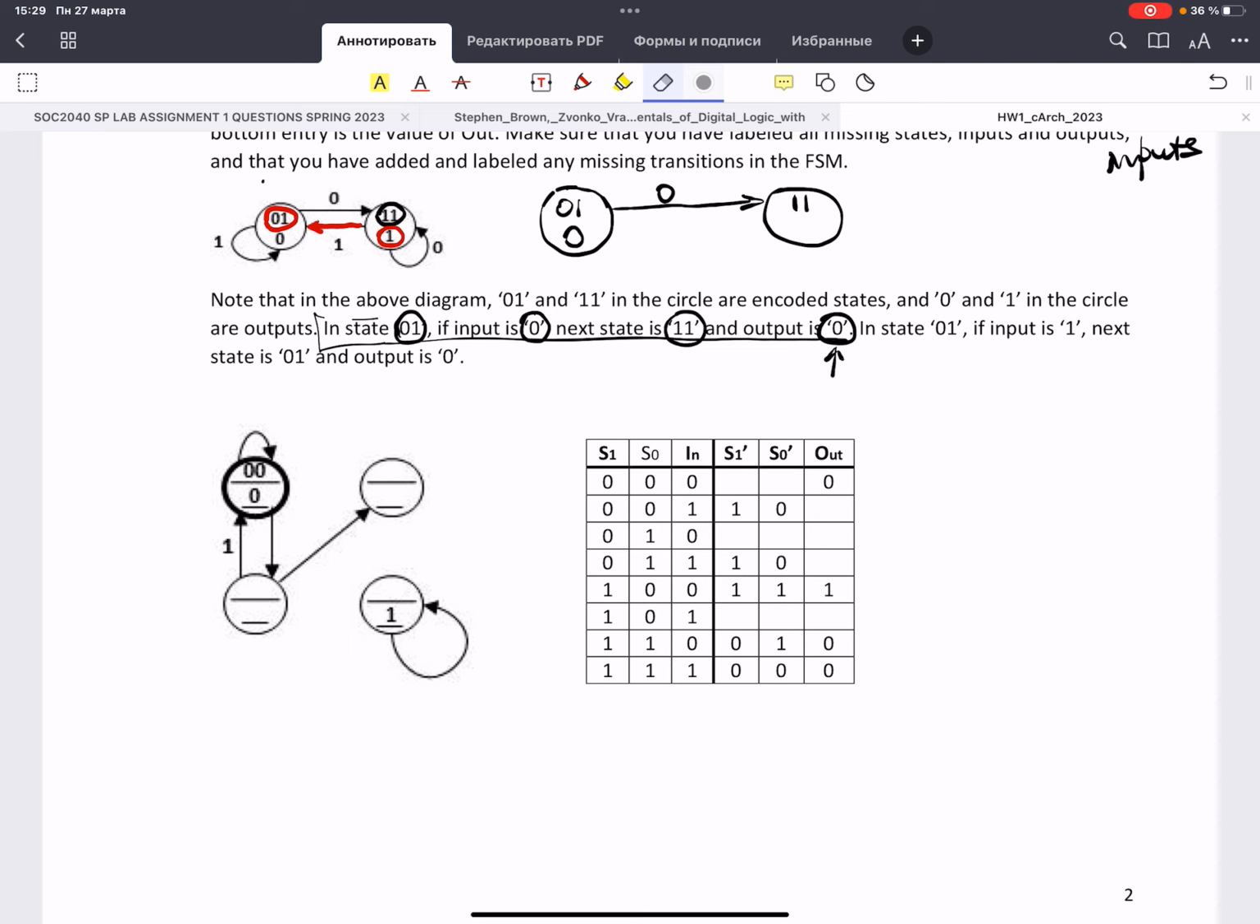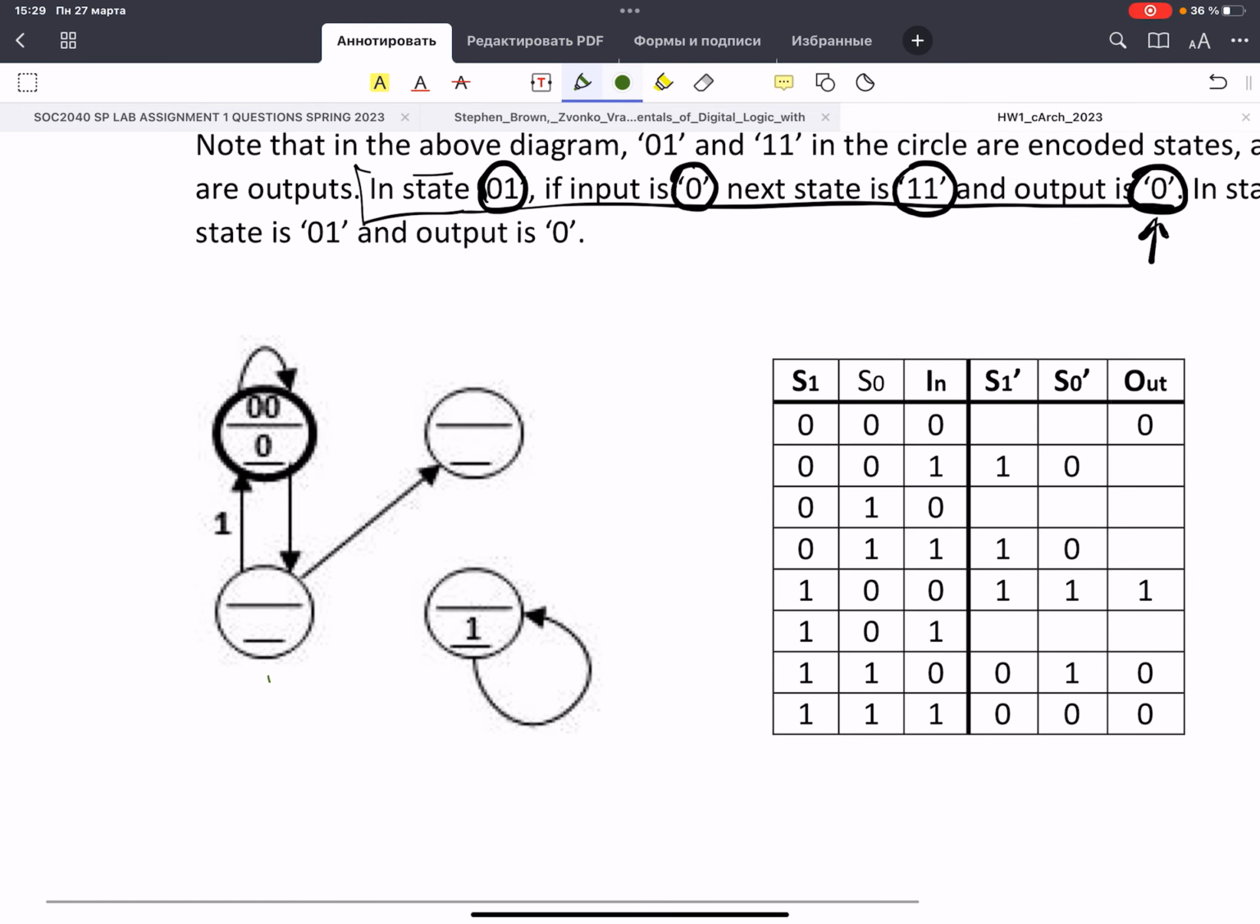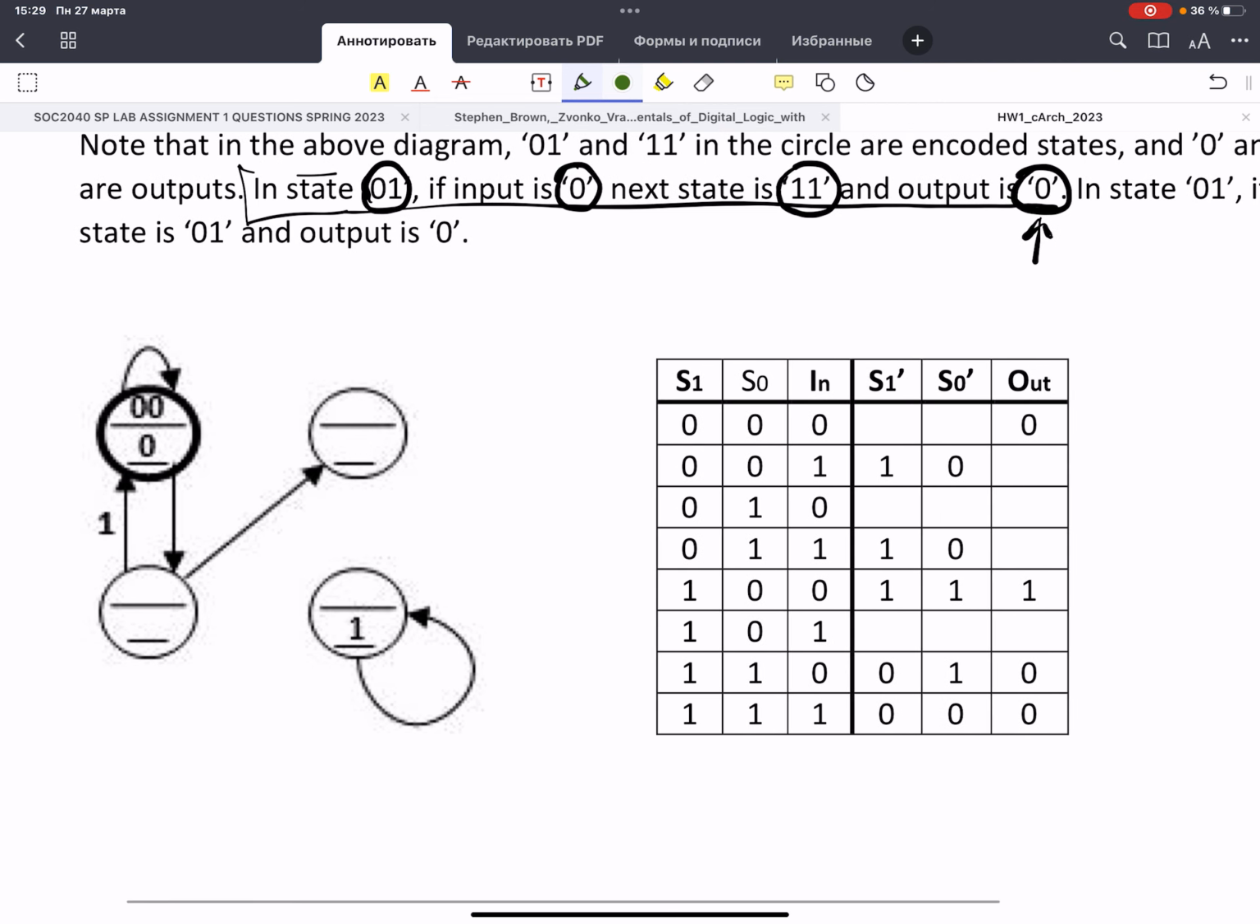So let's start from guessing, or let's try to fill, for example, firstly this state, because we're given these states. So let's say that this is 1, 0. Okay, this is 1, 0.